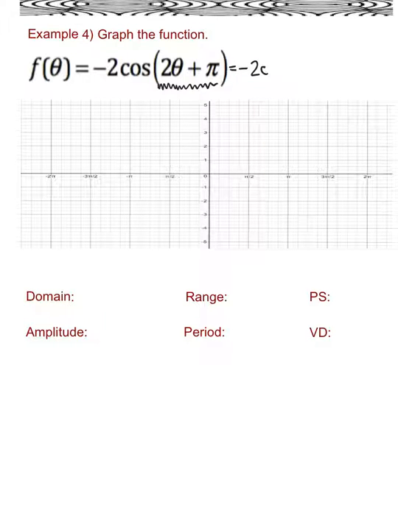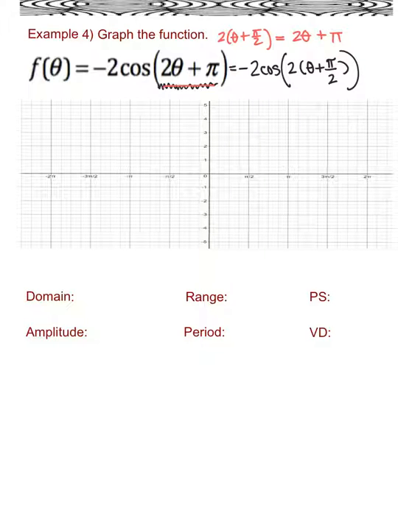I've got -2 times cosine of 2, that's my b value that needs to be pulled out, times some binomial here. So I know 2 times theta would give me the 2 theta, and then I would need to do 2 times pi over 2 to get to the pi. So just to reiterate, if I have 2 times theta plus pi over 2, and I distribute this, I would get 2 theta plus a pi, which is what I have here.